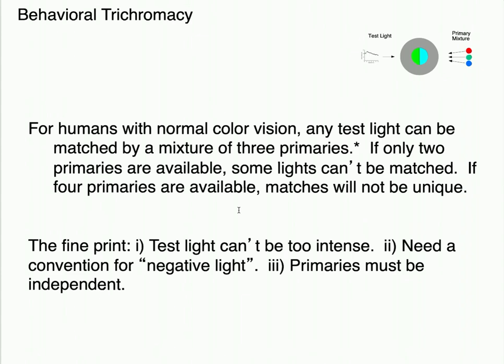If there are 4 or more primaries available, the matches will not be unique. And the fine print is that the test light can't be too intense relative to the maximum intensities you can obtain with your primaries. We need the convention for negative light, which means that we're bringing that primary over to the other side. And the 3 primaries must be independent from each other, which means that you can't match one of them with a mixture of the other two.